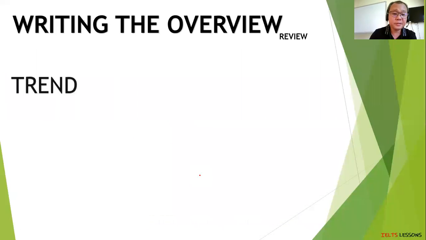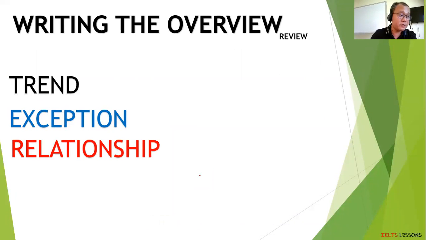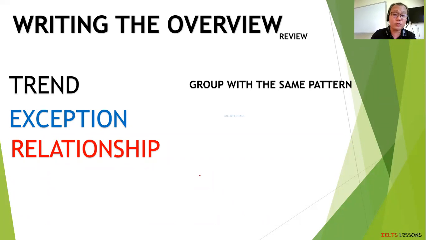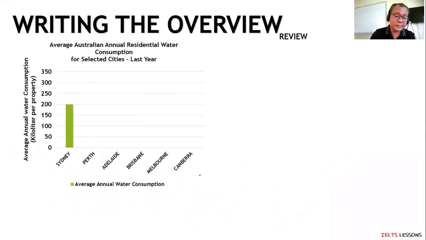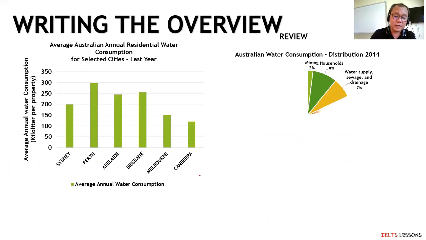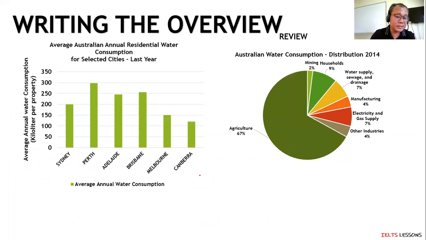Now for the overview, we have learned that in the overview we have to write the trend, exception, and relationship. In my writing comments, I sent you that one thing lacking in your overview is either an exception or a relationship. So don't just write the trend, but also write the exception or relationship. So in this example overview, let's check the trend.